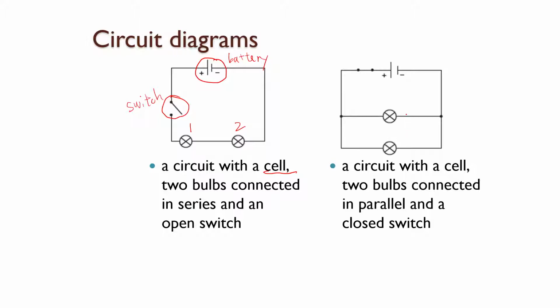Over here we have a circuit with one battery again, a closed switch, and these two light bulbs. Are they connected in parallel or series? This is known as a parallel circuit, because the electricity has two paths to flow.